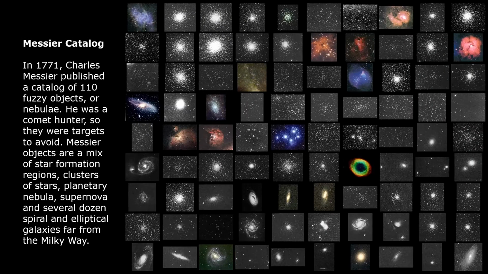Here are some of the nebulae that were catalogued by Charles Messier. Messier produced a catalog of 110 fuzzy objects, or nebulae. He was a comet hunter, so they were the targets to avoid. Messier objects are a mixture of star formation regions, clusters of stars, planetary nebulae, supernovae, or dying stars, and there are several dozen spiral and elliptical galaxies located very far from the Milky Way.